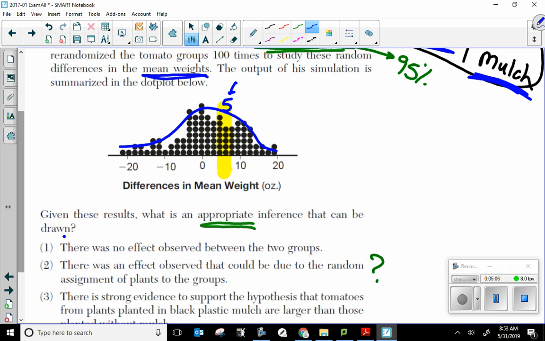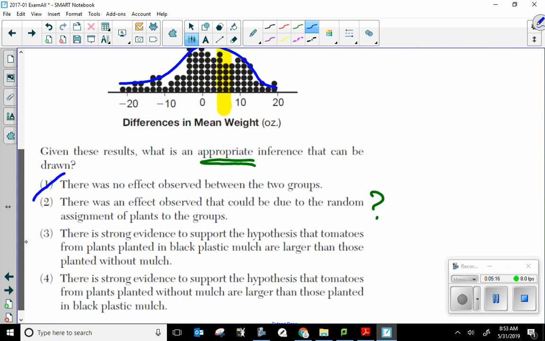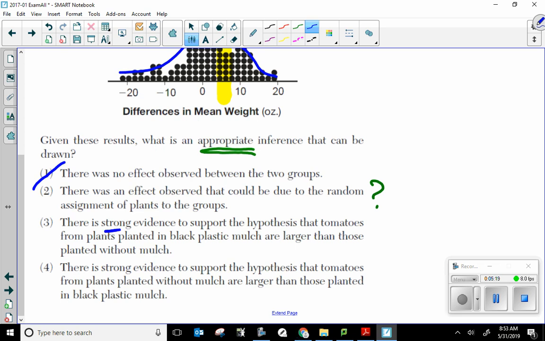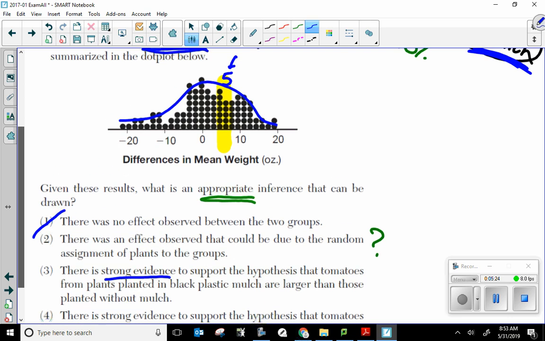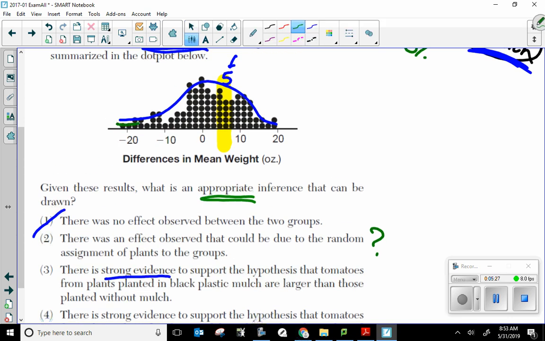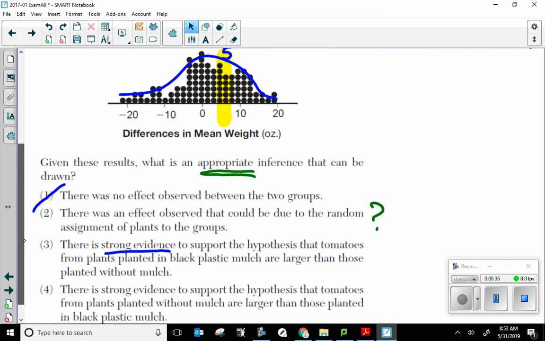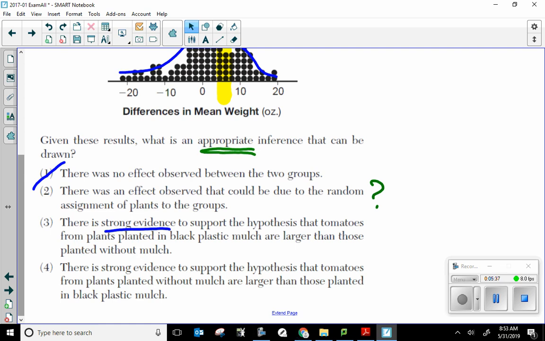So I'm not going to say that number 1 is legitimate, okay? There is an effect. But I can't tell, to be honest with you. There's no strong evidence, okay? To me, there's no strong evidence. And I guess if you want, can we draw a regular bell curve here? Not so much. I think it is definitely skewed a little bit. But there's no strong evidence that the plants with the mulch are larger.